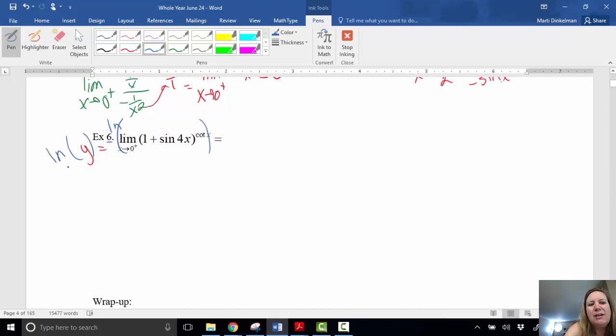I just have to remember at the end that I have to undo that, because it's going to be the natural log of y, not the answer I really want. So what that's going to do is create this limit as x approaches 0 from the positive of natural log of all this mess.